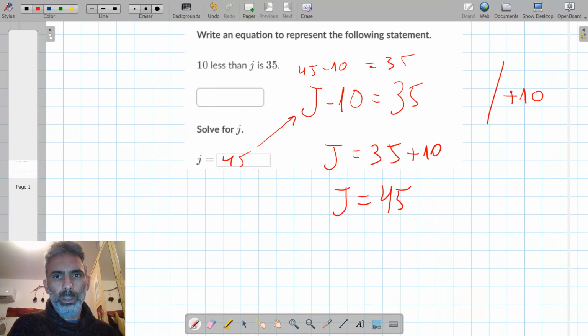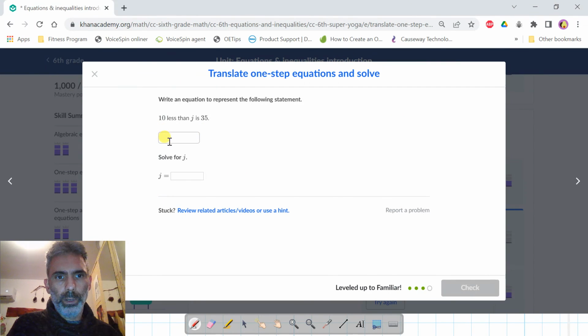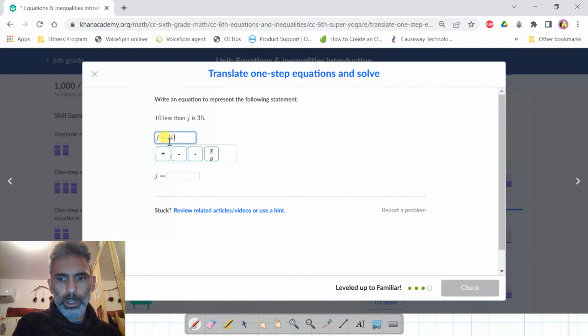So the equation is j minus 10 equals 35, and j equals 45.